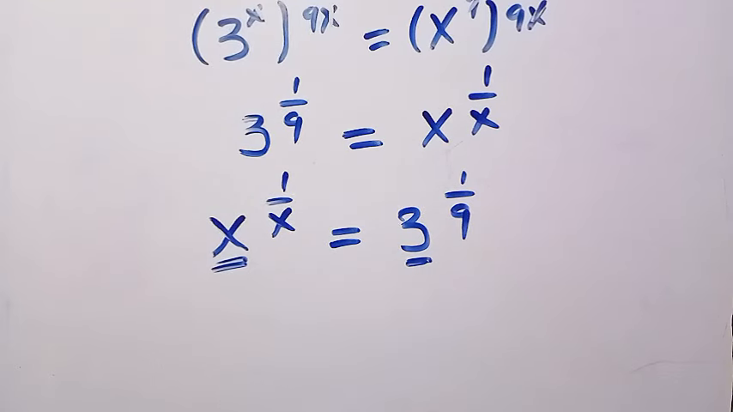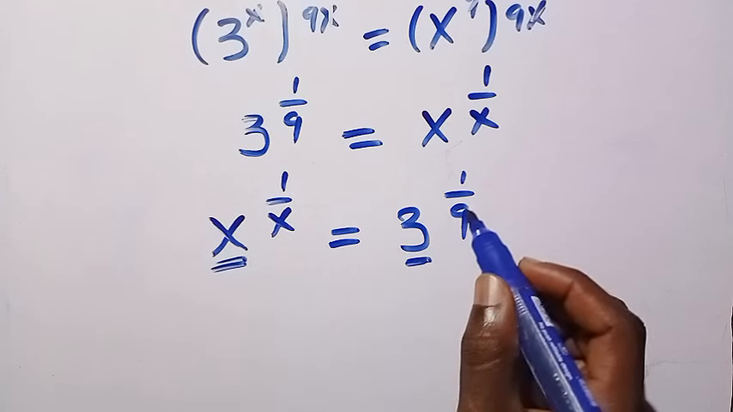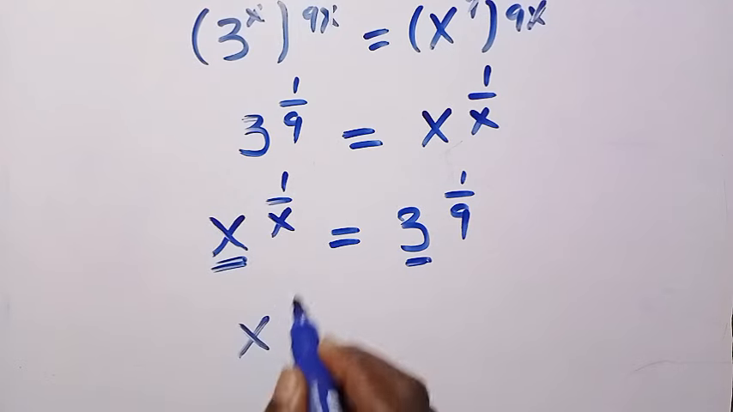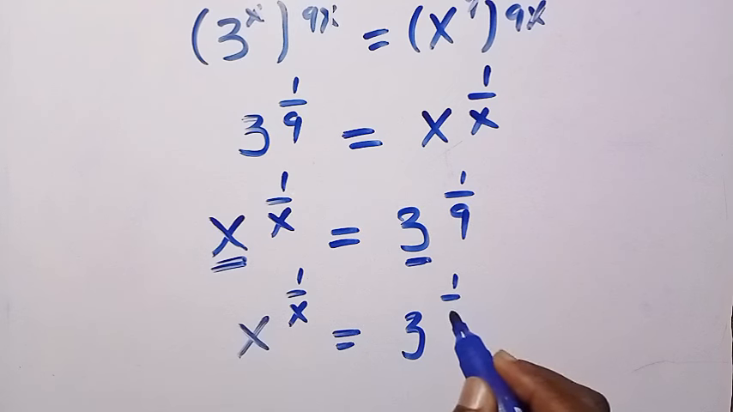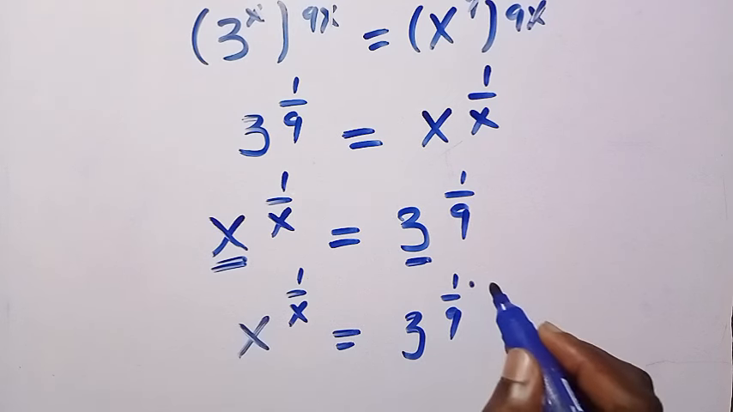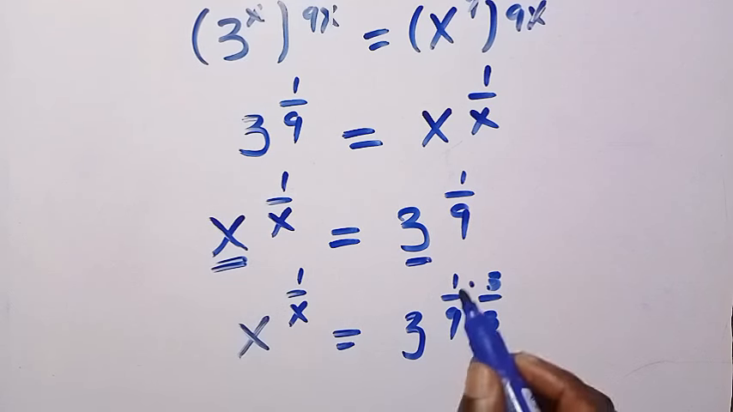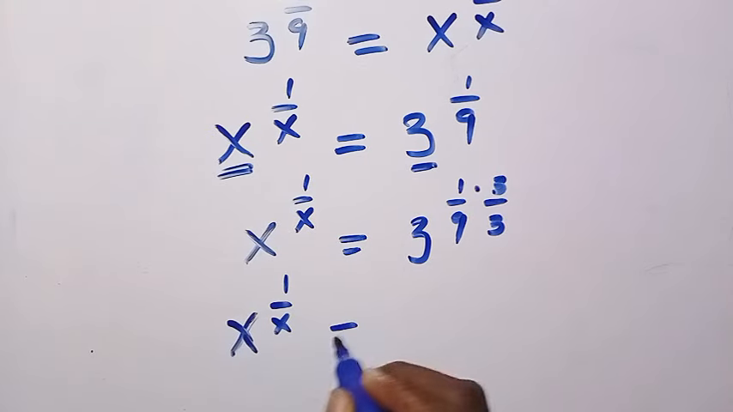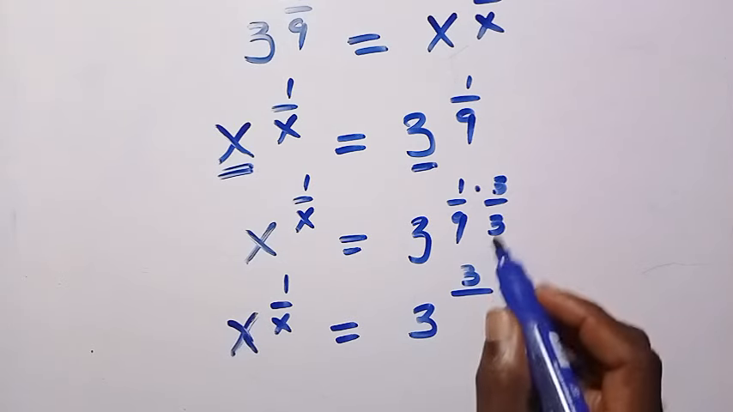Let's try and make these equal to each other. Considering from this, there is nothing we can do to this side. We can only try to manipulate the right hand side. If this is x to the power of 1 divided by x equals, if I multiply the power, which is 1 divided by 9, by 3 divided by 3, this is still equal to 1. And here we are going to have x raised to the power of 1 over x equals 3 to the power of 1 times 3, that is 3, divided by 9 times 3, we have it as 27.